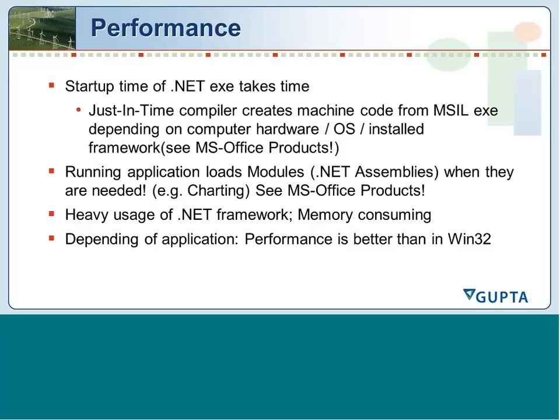And this is a heavy usage of .NET Framework, and it's very memory consuming to run applications in the framework. Not only for Team Developer, it's the same for Microsoft products. And depending on applications, the performance is better than in Win32. So if the application is started and so on, I get very, very good values for the performance in .NET compared to Win32. But again, it depends on the application.